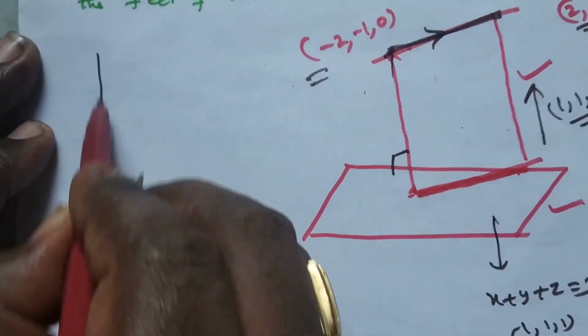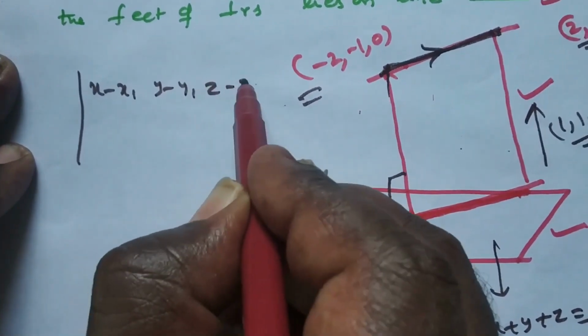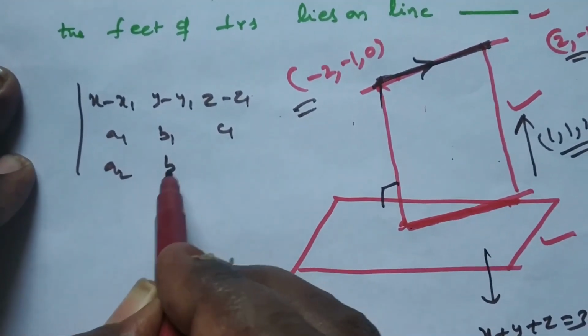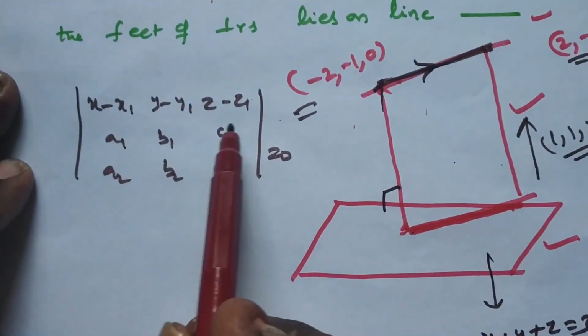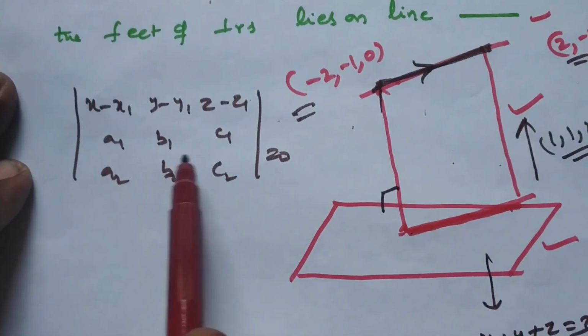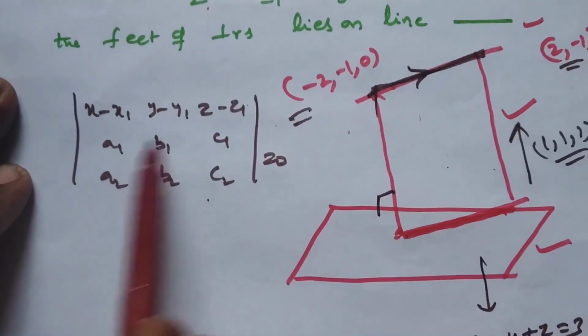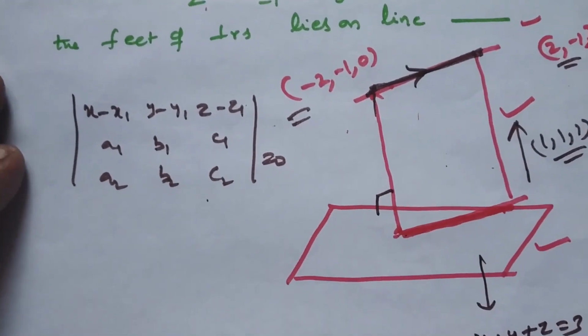So how to write the plane equation? The determinant with rows x minus x1, y minus y1, z minus z1; a1, b1, c1; a2, b2, c2 is equal to 0, where x1, y1, z1 is any point on the plane, and a1, b1, c1 and a2, b2, c2 are the direction ratios of the two lines which are parallel to my plane. This is the formula, all of you know that.